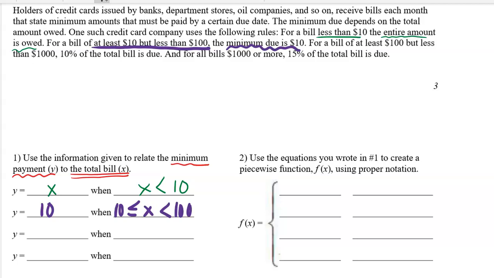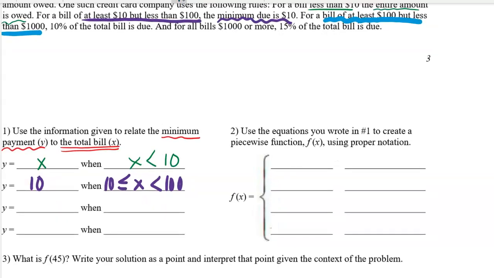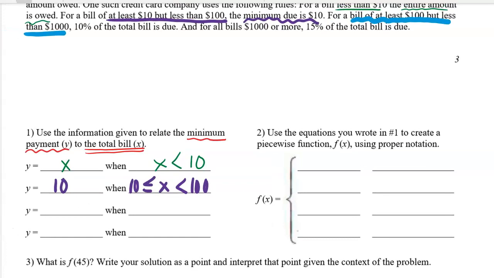I'm going to use a different color for the third. Let's use blue. For a bill of at least 100, but less than 1,000. All right, tell me how to write the domain restriction for that, guys. At least 100, but less than 1,000. Tell me what is the right notation for the domain restriction. 100 is less than or equal to X, and X is less than 1,000. Yes, way to go. All right, that is 100% right.